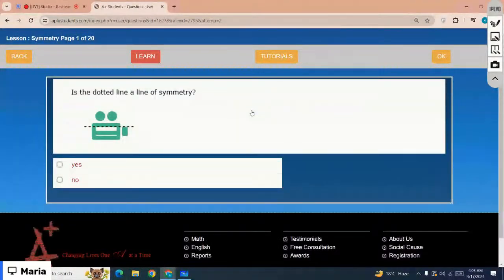Is the dotted line a line of symmetry? Which is the correct option? No, the line is not a line of symmetry, right? The line of symmetry means if you fold the image along the dotted line, the two portions match up, right? So they do not match up. That means the line is not a line of symmetry, right? The correct option is no.